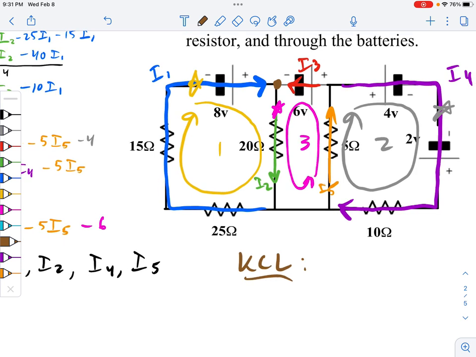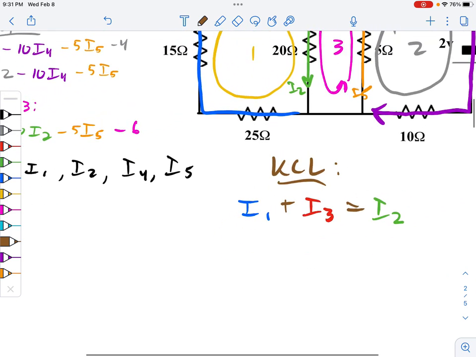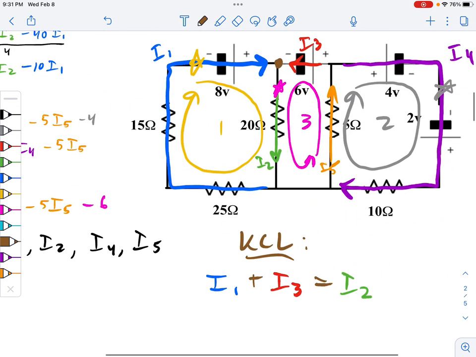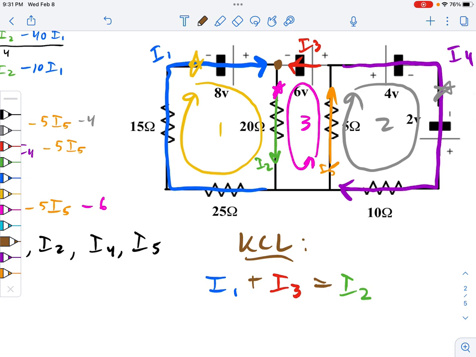I1 and I3 enter, and 1 current leaves: I2. All right, great. Now I've got another equation, except that has I3 in it, which gives me another unknown. Oh. Find another junction where we know the current going in and current going out. That's that other little dot right there.